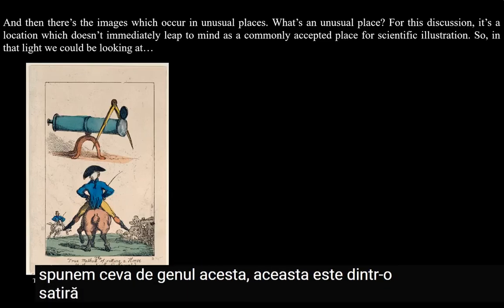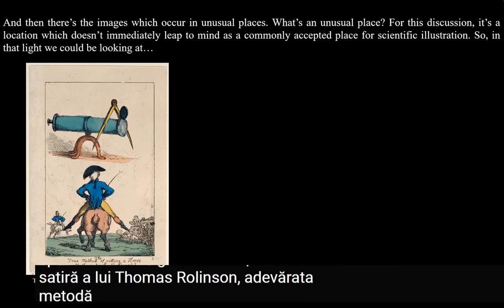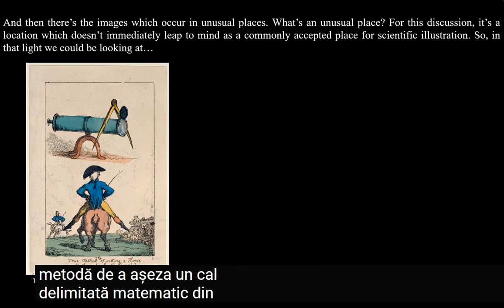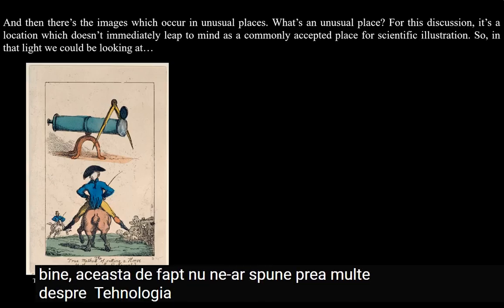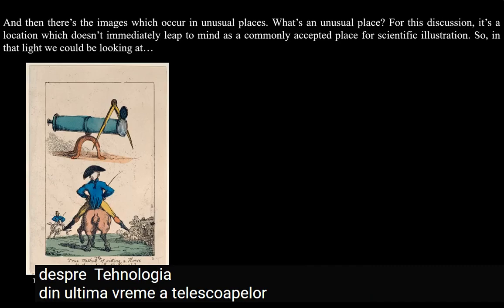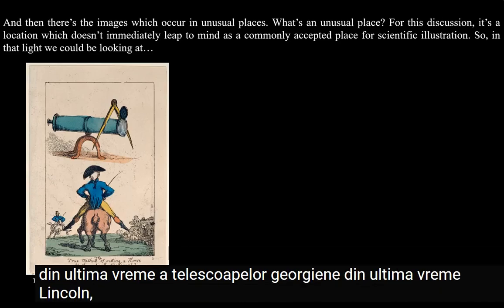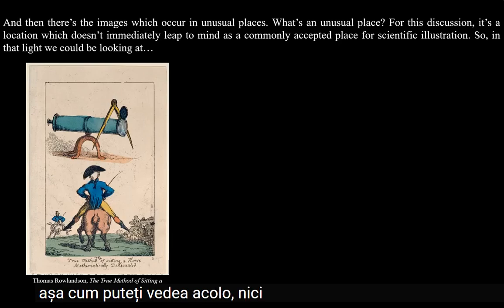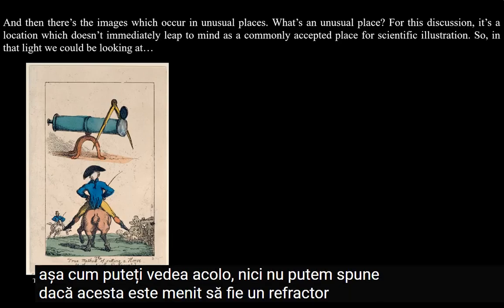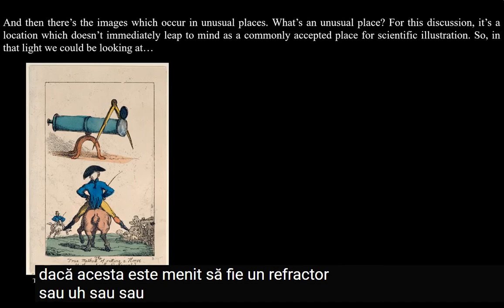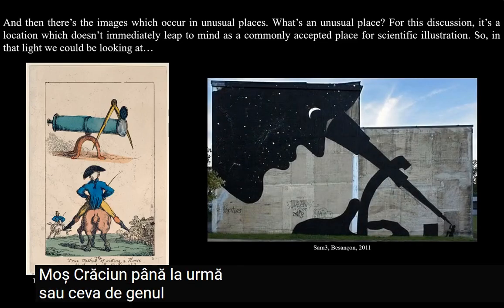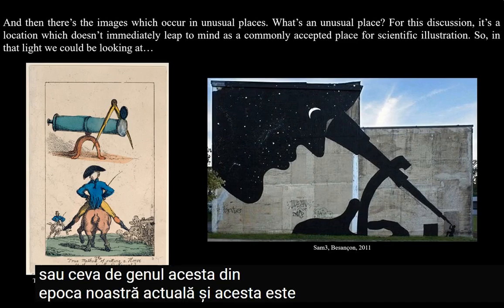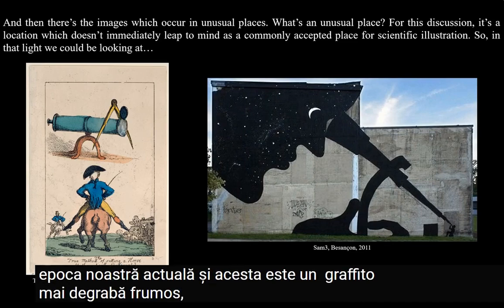This is from a satire by Thomas Rowlandson, The True Method of Sitting a Horse, Mathematically Delineated, from 1809. Well, this actually wouldn't tell us much about the technology of late Georgian telescopes. As you can see there, we can't even tell if that's meant to be a refractor or a Gregorian telescope. Satire, after all. Or something like this from our current age, and this is a graffito. Rather a nice one.